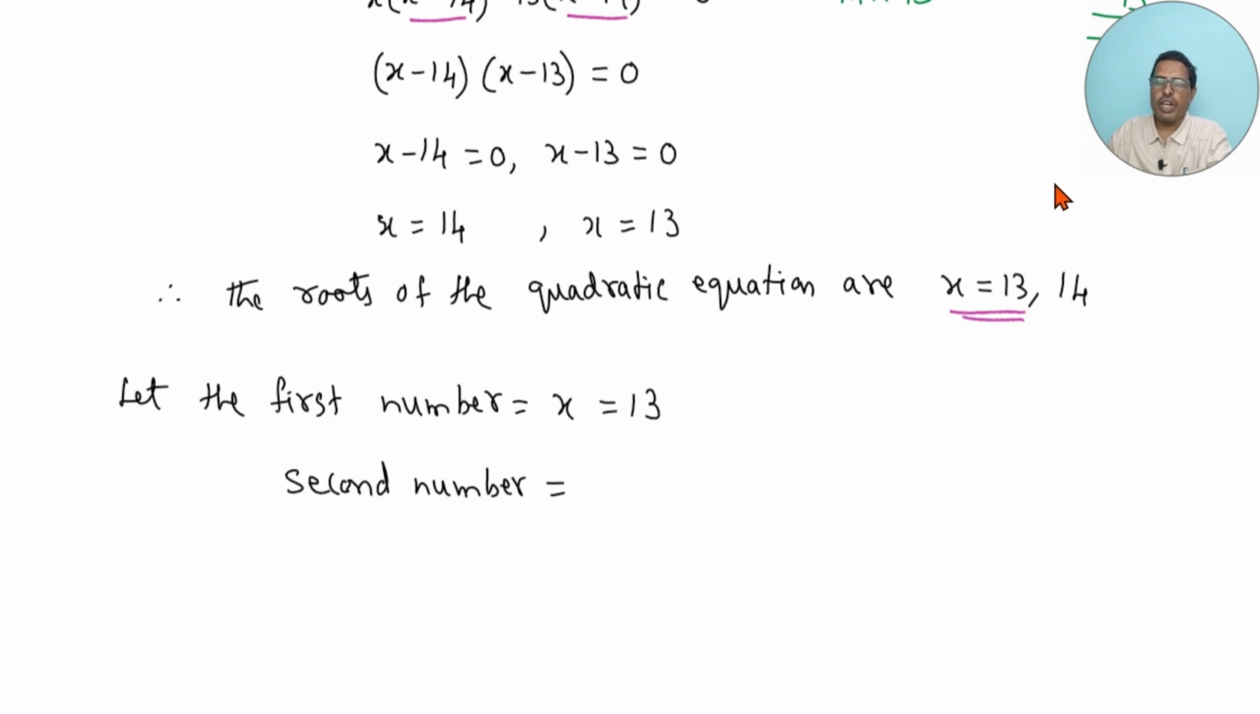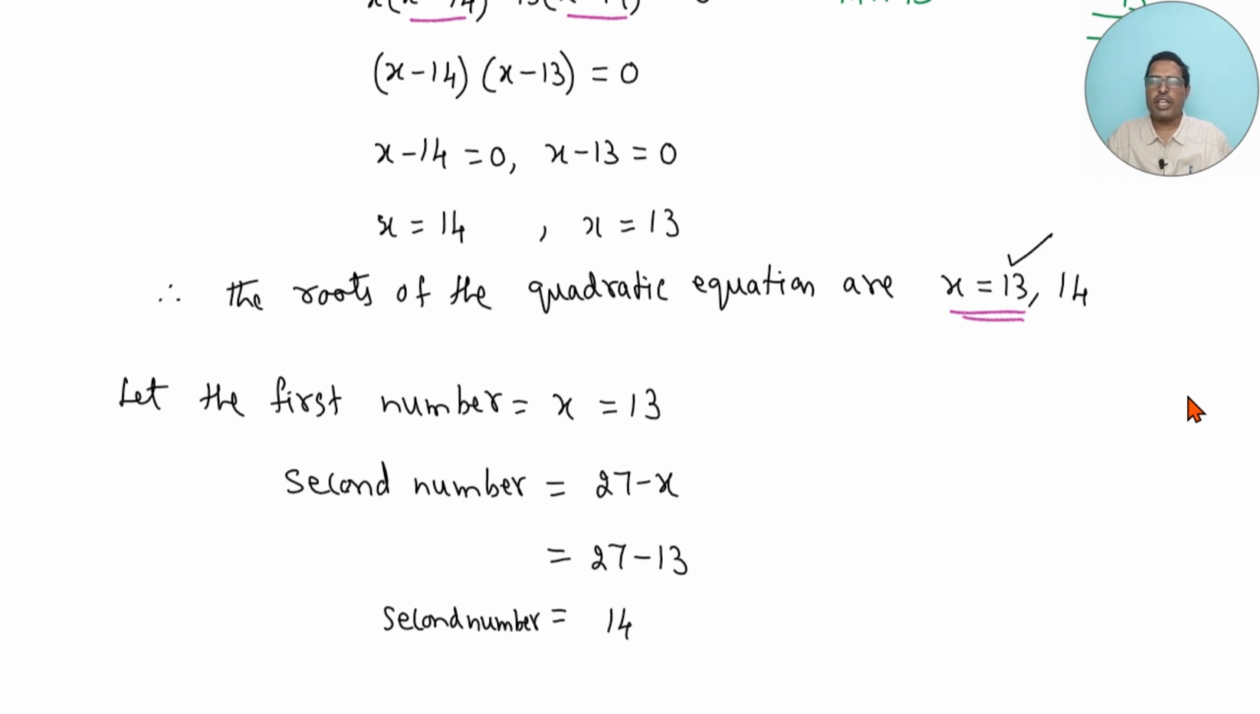So therefore you can write it is 27 minus of x, or it is 27 minus, what is the value of x you have? 13. So therefore 27 minus 13 will be 14. So therefore the second number will be what? Second number will be 14. So that means this 13 and 14 are those two numbers. This is the first case. If you are taking x as 13, the first value, then you are getting the second number as 14.